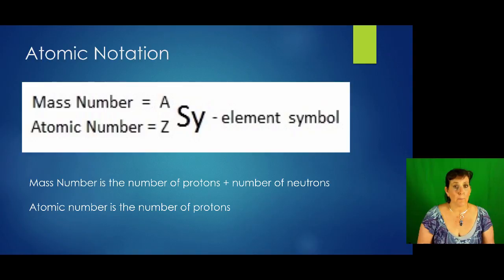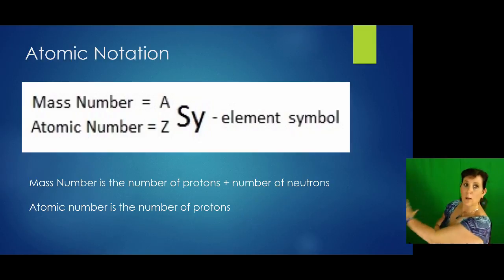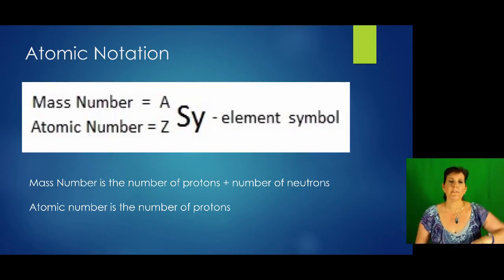Now the atomic number is just the number of protons. That's it, just the number of protons. That's the lower left number. And then the element symbol is like O for oxygen, C for carbon. And so that's called atomic notation.